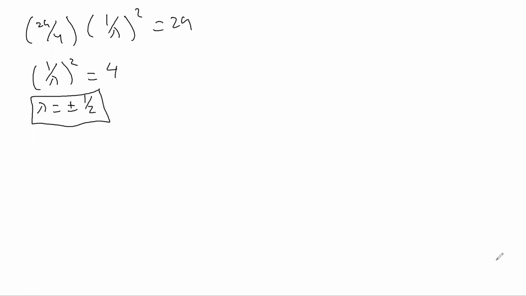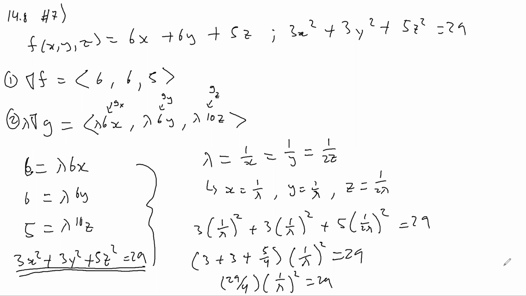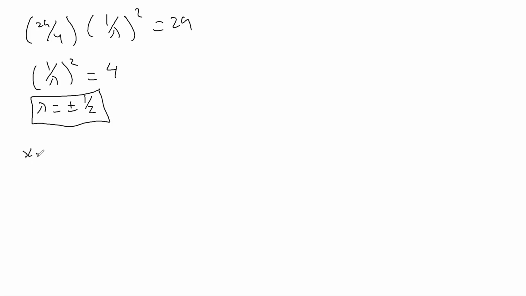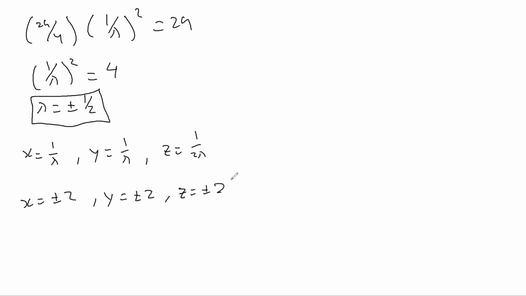We have to find our values in terms of x, y, and z, right? So just plugging it back into those equations, x is equal to 1 over lambda, y is equal to 1 over lambda, and finally z is equal to 1 over 2 lambda. We get that x is equal to plus minus 2, y is equal to plus minus 2, and z is equal to plus minus 2.